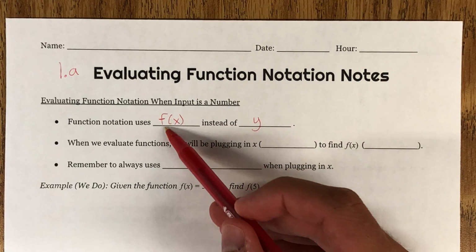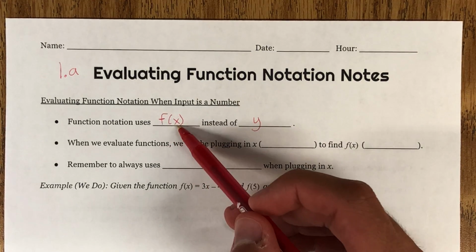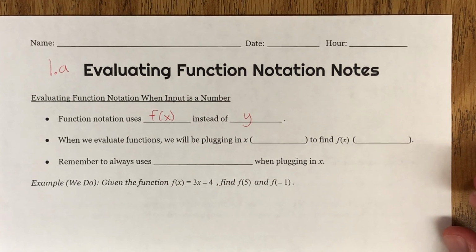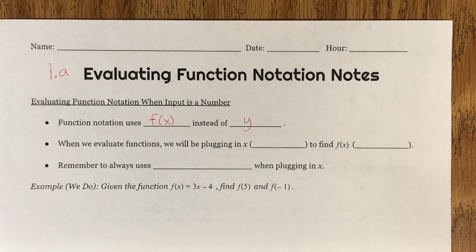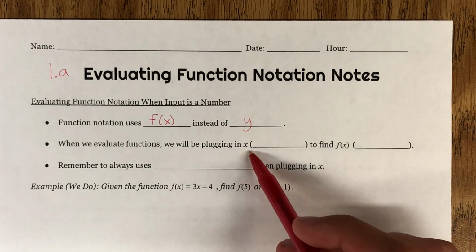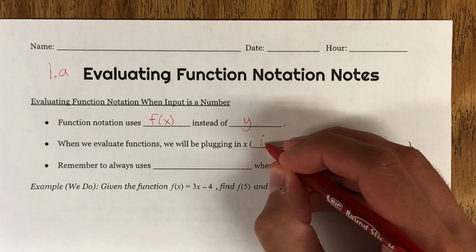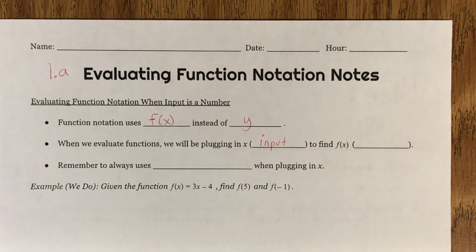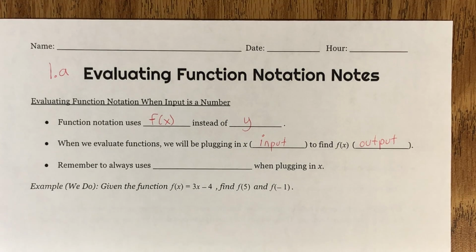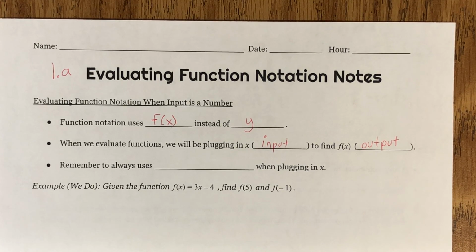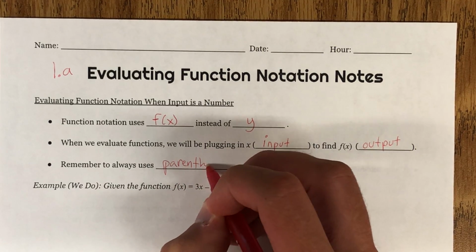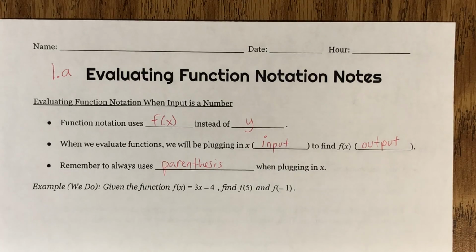So again, this is pronounced f of x. It stands for function of x. And we use that instead of y. And it especially becomes valuable when multiple variables get involved. So whenever we evaluate functions, we'll be plugging in x, which we usually call the input, to find f of x, which we refer to as the output. And it's important to remember to always use parentheses when plugging in x.